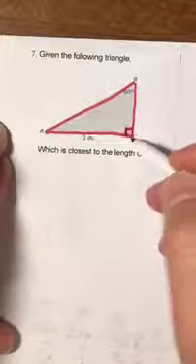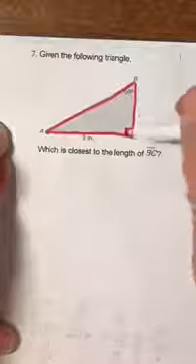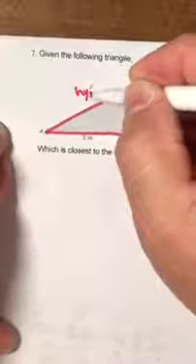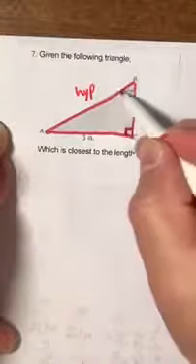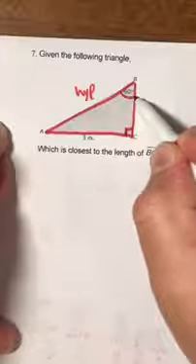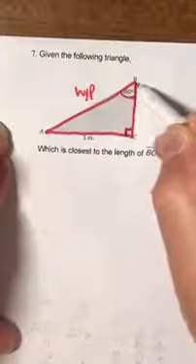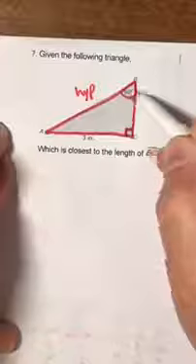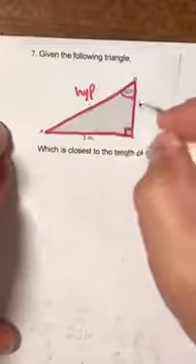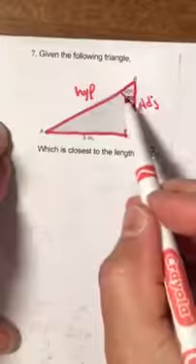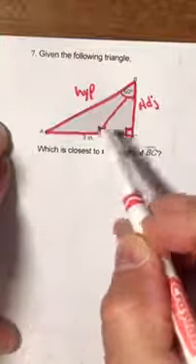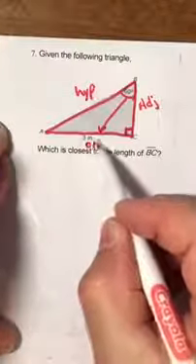So start naming the sides. The side opposite the 90, hypotenuse. Now here's the acute angle that you have to work with. Remember that the two sides that form the acute angle, one is hypotenuse, the other is adjacent. Okay, from this angle, this one here is opposite. I'm going to write that in.